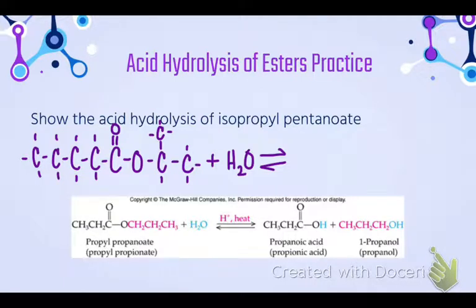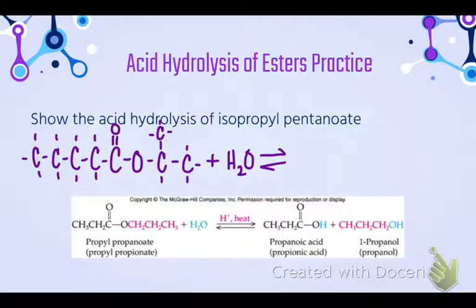The alcohol portion has the oxygen bonded to the second carbon of a 3-carbon chain. So that's going to change the product from being 1-propanol to isopropyl alcohol or 2-propanol. So I want you to see that distinction, the difference there with that attachment.